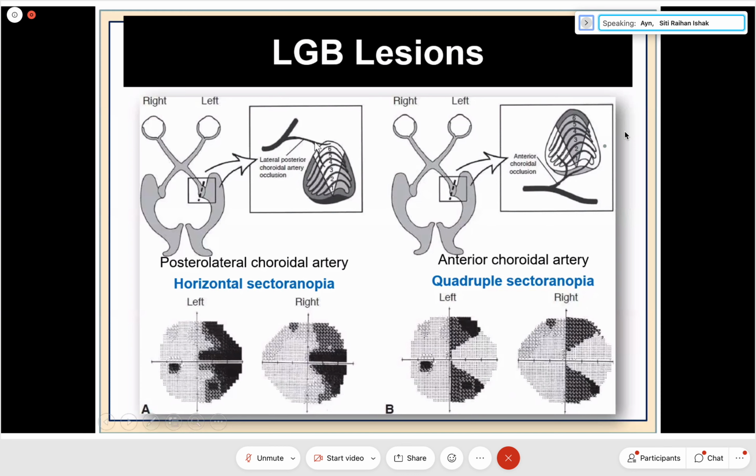When there is, for example, ischemia because of this, the patient can develop horizontal sectoranopia. Whereas for the anterior choroidal artery, it supplies the medial and lateral part of the lateral geniculate body, which corresponds to the superior and inferior visual field. So in anterior choroidal artery ischemia, the patient may have this type, like a Pac-Man, quadruple sectoranopia.